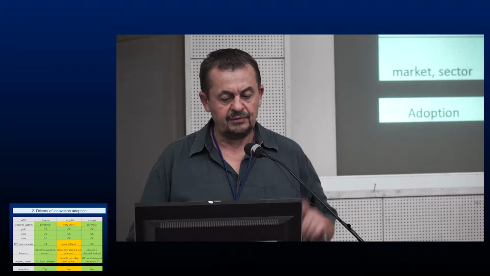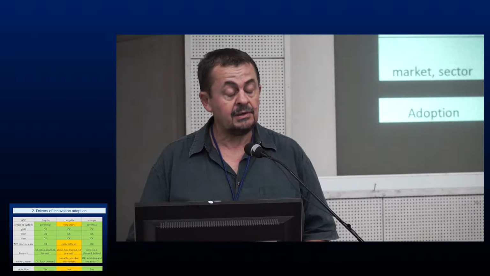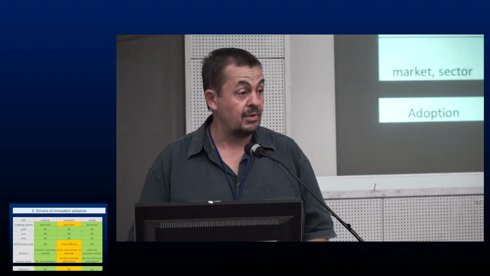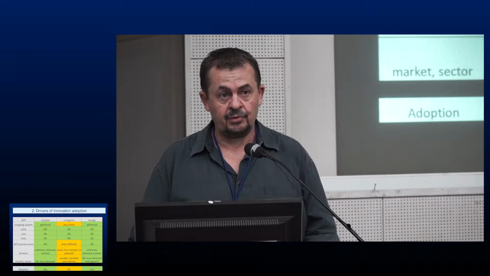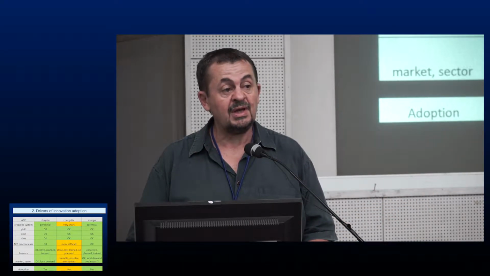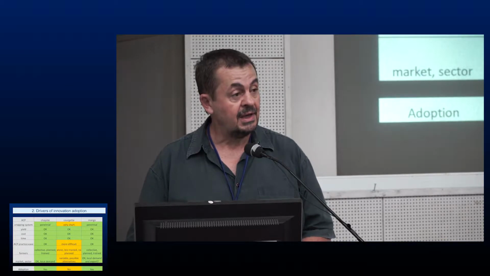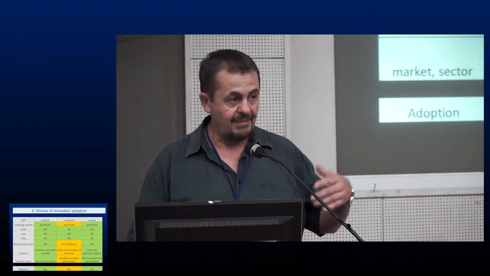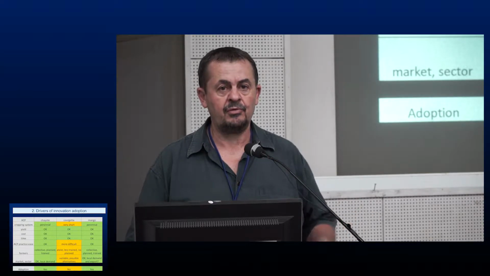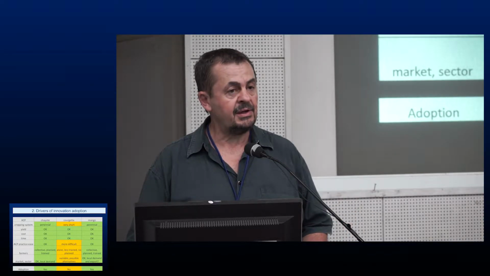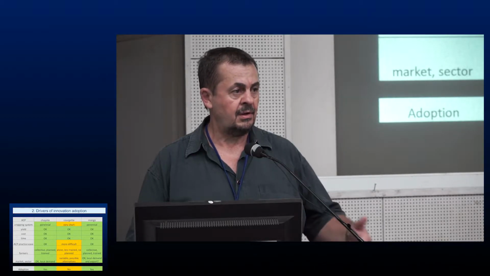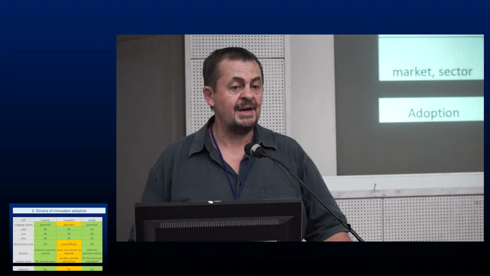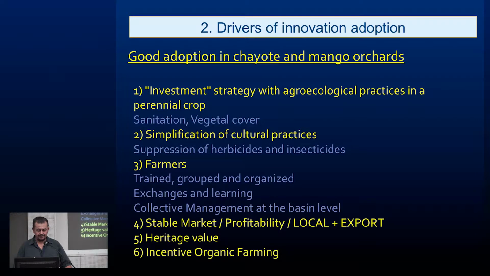As you can see on this slide, and I think it's a good result for us, we have a good result of adoption for chayote and mango, as I showed before, but we do not have good adoption for zucchini. And we know why: not for technical reasons, but for social, market, and cropping system type reasons. So it's very interesting to use these results if we want to adapt this approach in other contexts.